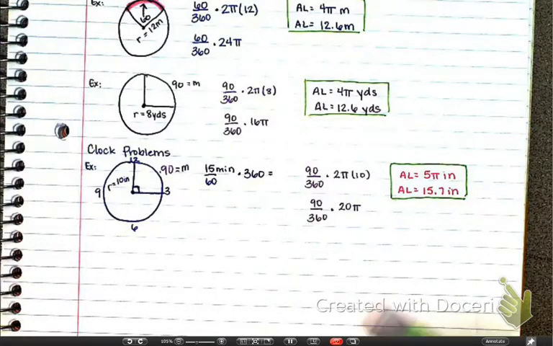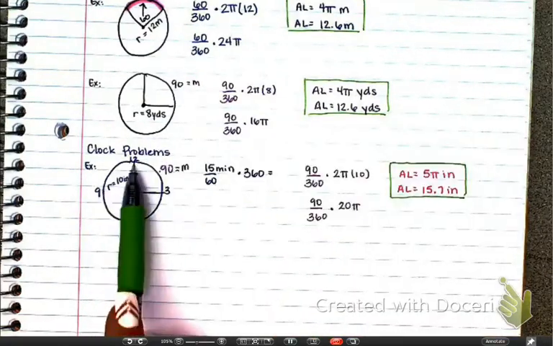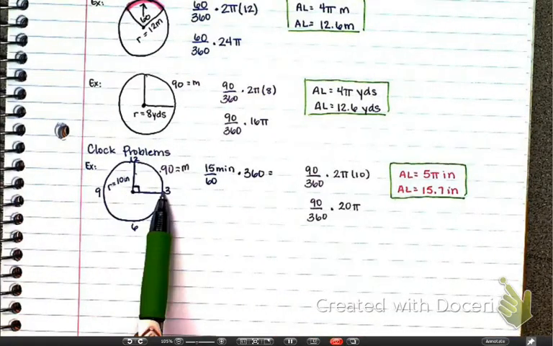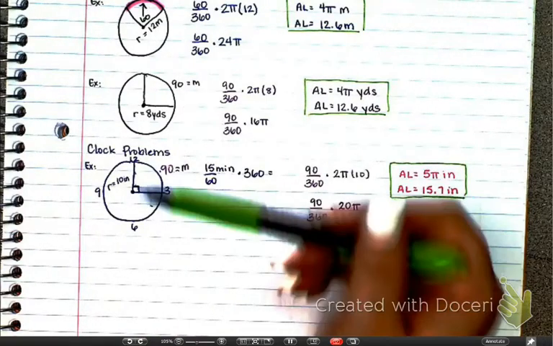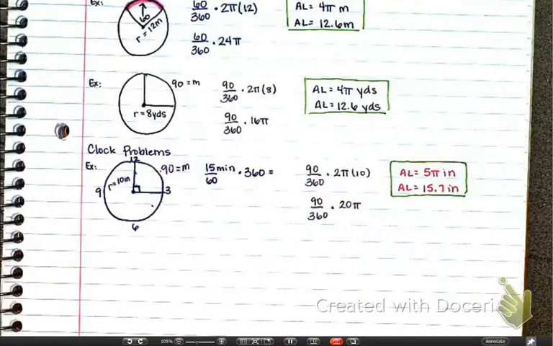Okay, so again, this one was easy to see. My minute hand went from the 12 to the 3. I know that's a quarter of that circle, so it's 90 degrees. If it went from 12 to 6, it would be half the circle, it'd be 180, right?